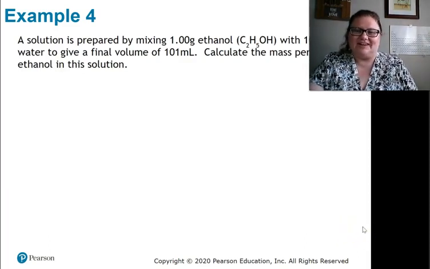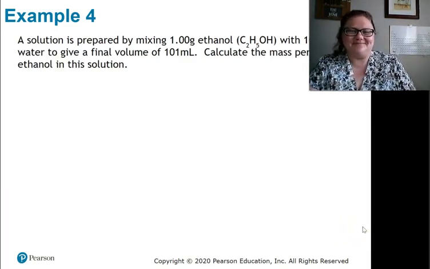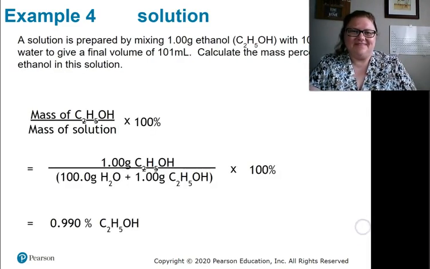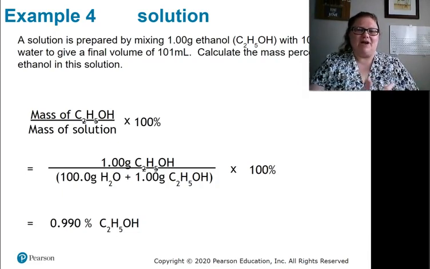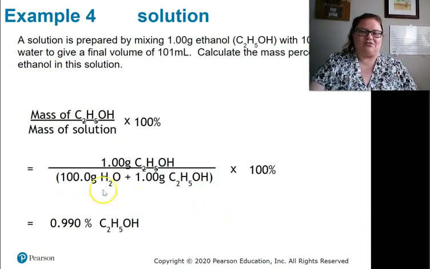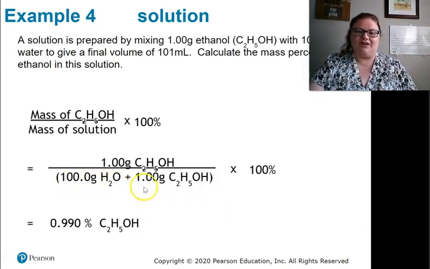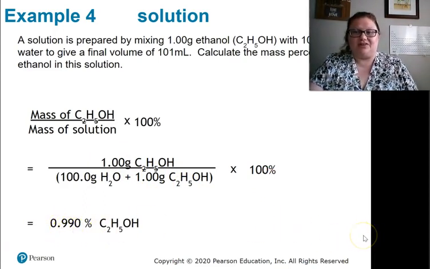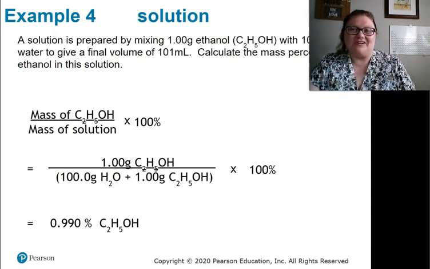So let's do that. Take a minute, plug it in, come back, see how you did. All right, so here we go. So we have the mass of our ethanol and the mass of our total solution. Our total solution was the 100 grams of water and the 1 gram of ethanol. And so we simplify this fraction and then multiply it by 100%. And so when we do that, we get 0.990% of ethanol, which is less than 1%, right? So mostly water.